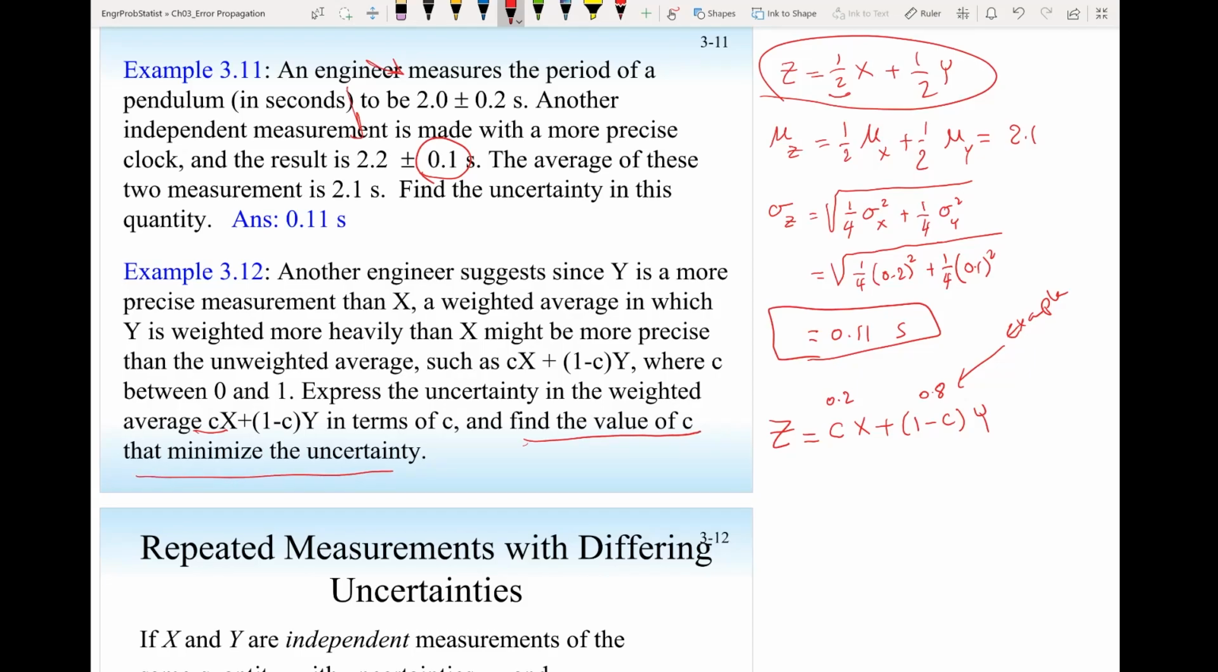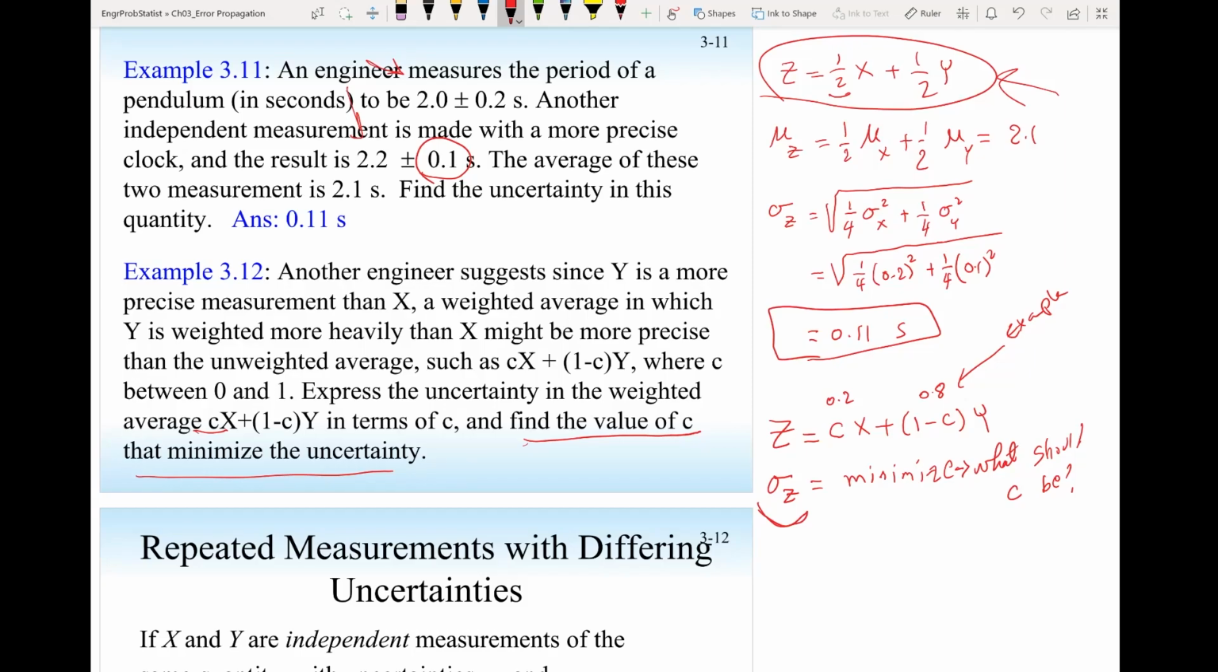So now we need to find what C should be. Should it be 0.2, 0.4, 0.1, 0.5 like here? That will minimize the uncertainty. That will minimize sigma Z. So I want to minimize this. So what should C be? First, we have to express sigma Z in terms of C. Then to find the minimum, we take the derivative of sigma Z with respect to C and set it equal to 0 and then solve for C. Just like calculus, when you try to find the max or the min, you take the derivative and set it to 0, then you solve for the parameter that will maximize or minimize.